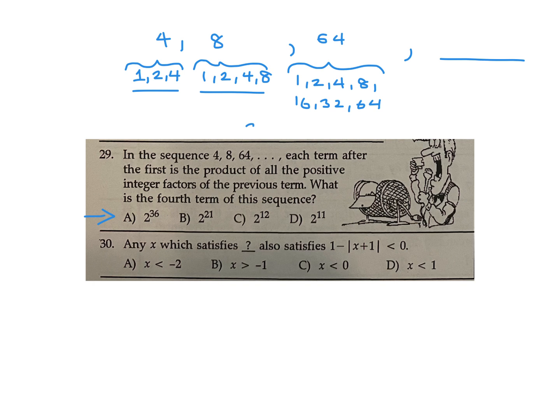So we have 2 to the power of 1, 2 to the power of 2, 2 to the power of 3, 2 to the power of 4, 2 to the power of 5, and 2 to the power of 6. And if you multiply all these together, you'd add the exponents. So it'd be 1 plus 2 plus 3 plus 4 plus 5 plus 6, which is 3, 6, 10, 15, 21. So 2 to the power of 21. So therefore, number 29 would be B.